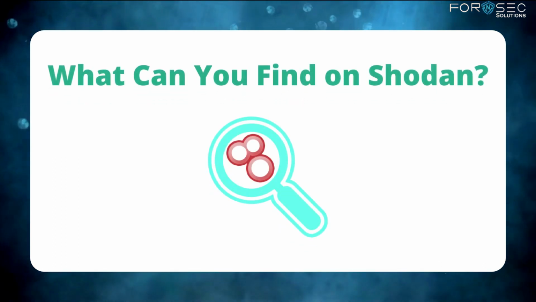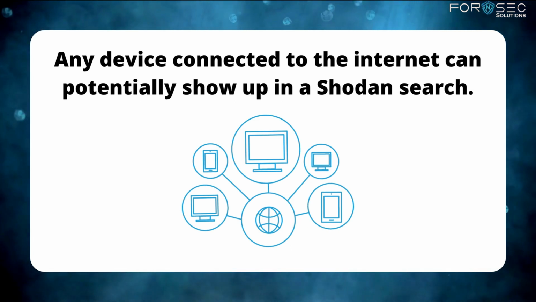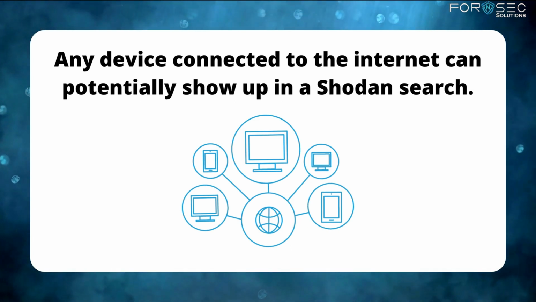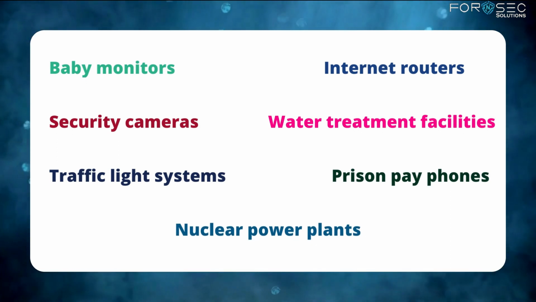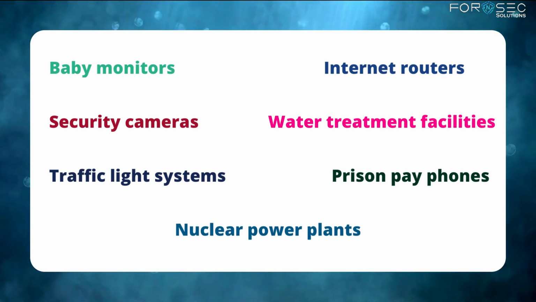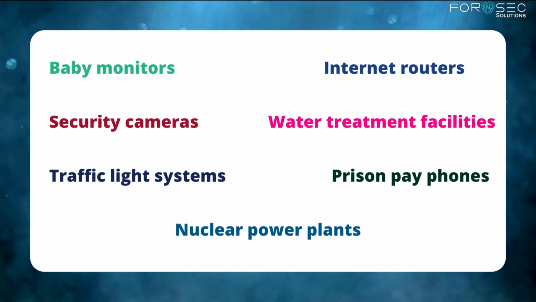Now, what can you find on Shodan? Any device connected to the internet can potentially show up in a Shodan search, such as baby monitors, internet routers, security cameras, water treatment facilities, traffic light systems, prison payphones, or maybe nuclear power plants.